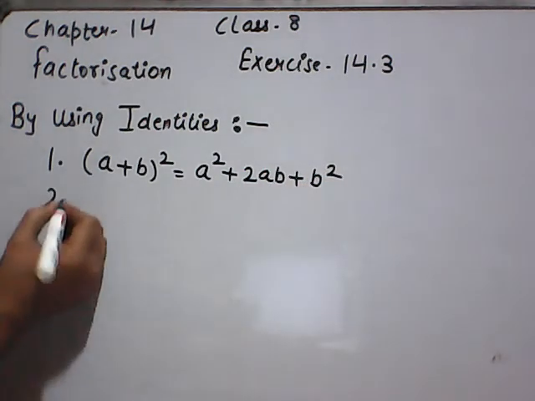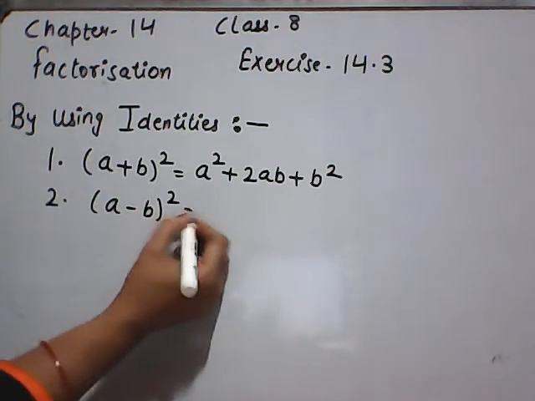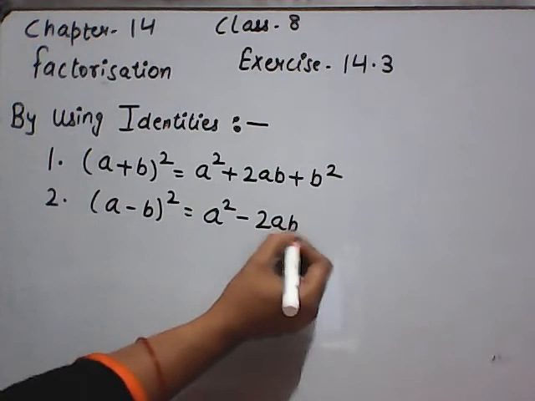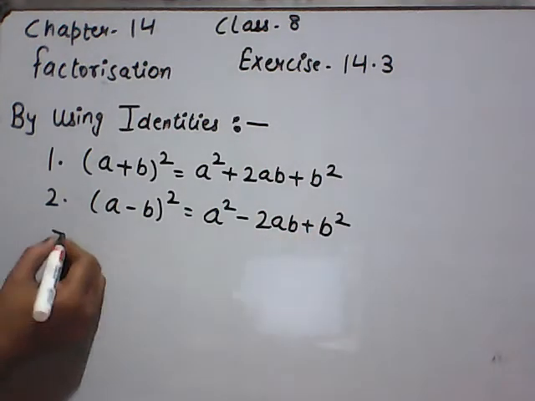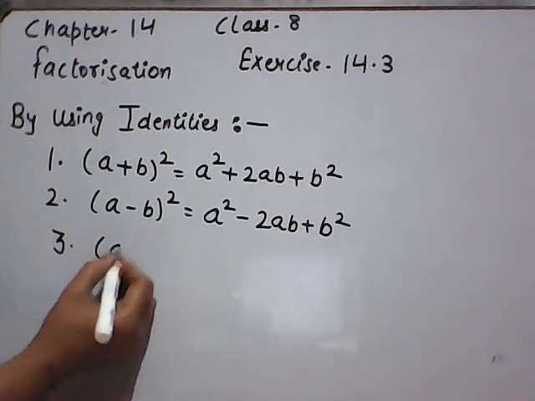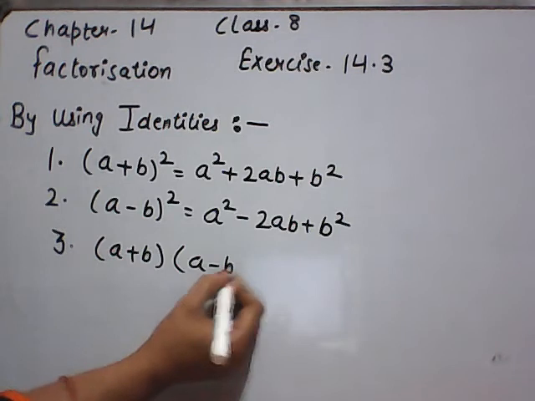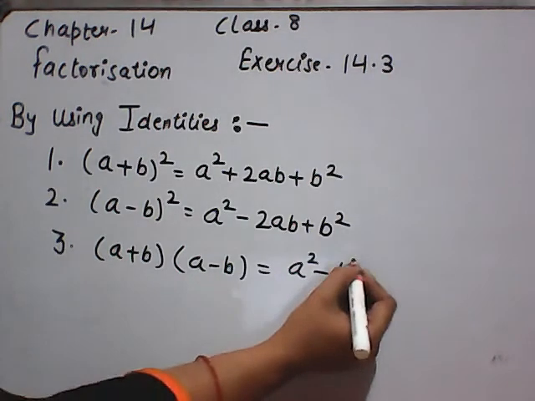The second identity is (a minus b) whole square. It is a square minus 2ab plus b square. The third identity is (a plus b) into (a minus b). It is a square minus b square.